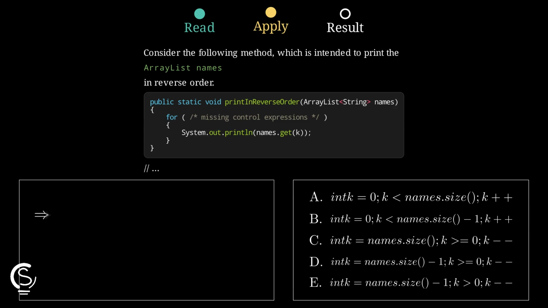The loop must continue while our index k is greater than or equal to 0 to ensure we visit every single element, including the first one at index 0, without stopping.